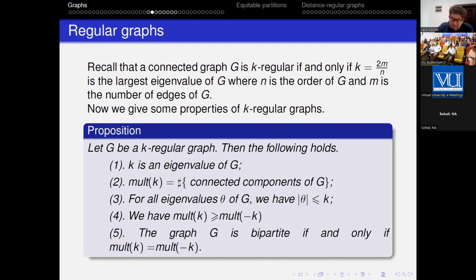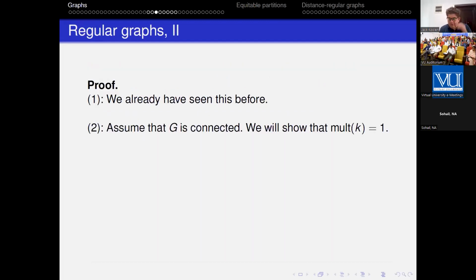Bipartite if and only if the multiplicity... So you can see quite a bit already from before. What was the first item? Yes, that K is an eigenvalue of T, because the all-one vector is an eigenvector.